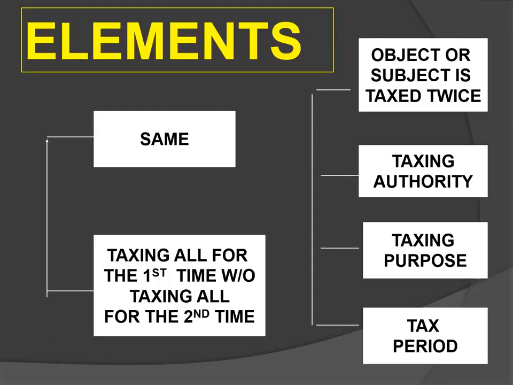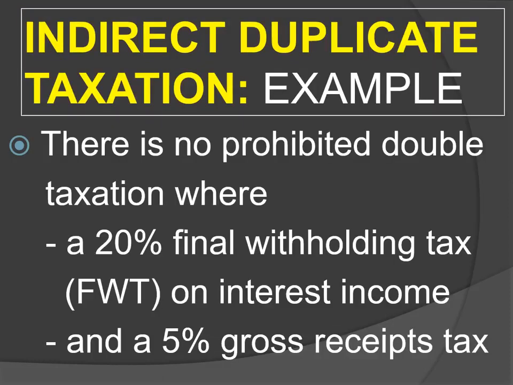So, let's go back. You have the elements of direct duplicate taxation. You have the element of sameness. You also have the element of taxing for the first time and taxing for the second time. And consequently, if one of these elements is missing, then there is indirect duplicate taxation, which does not violate the Constitution. What's an example here? So remember, just take note of what is absent.